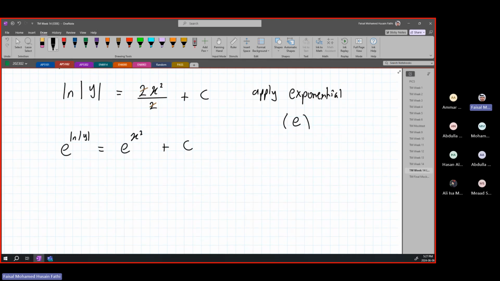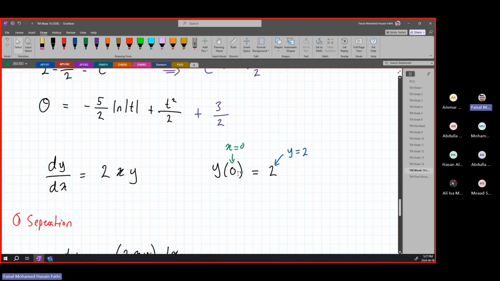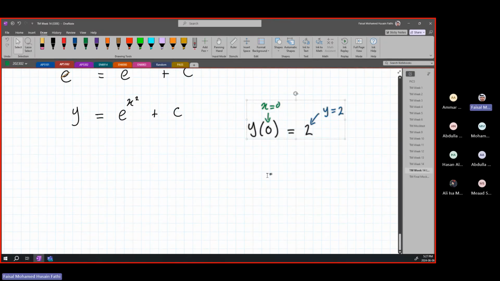So when we do e to the power of ln y, what happens here is the rule is e to the power of ln will cancel out each other, and you will be remaining with y. So y will be equal to e to the power of x squared plus c. And this is your actual solution. However, we have a c value and we were given initial conditions, which is when x equals 0, y is equal to 2. All right? So these are our initial conditions.